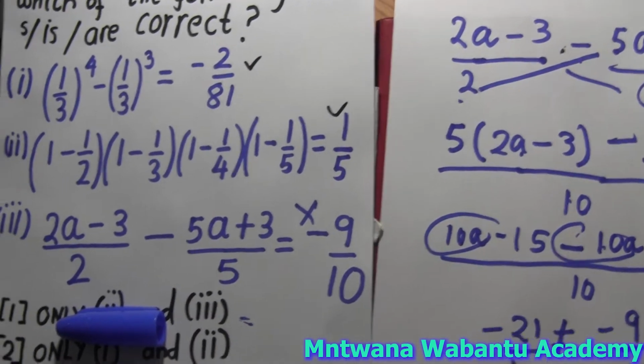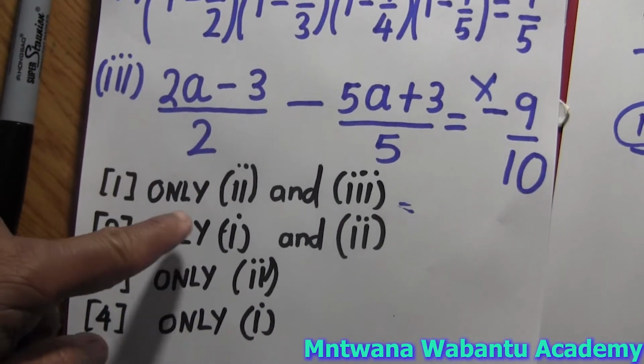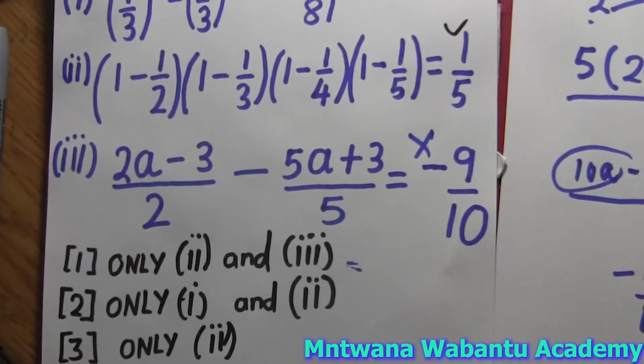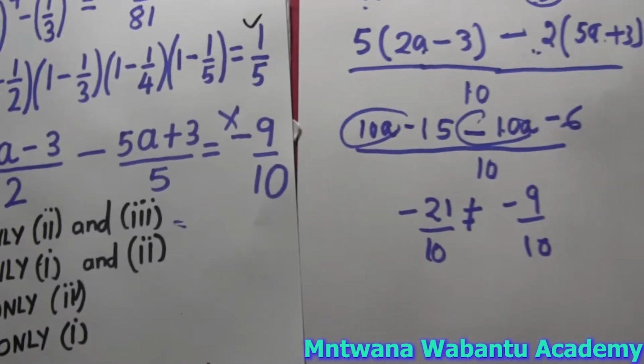It's not true. So only 1 and 2 are true, which is option 2. You know what I'm saying? So when you go back to the options, it's option number 2.